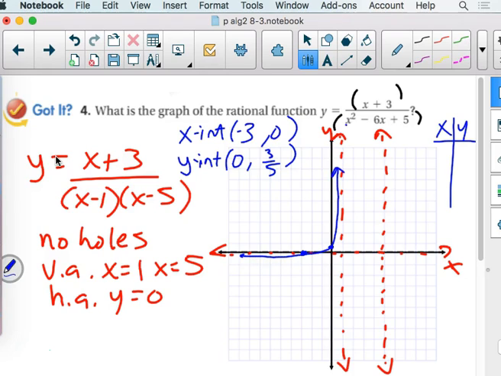It doesn't cross the vertical. It breaks the rules, but it does not cross the vertical. Nope, it does not. Now let's get some numbers for the middle piece there. So something like 2, 3, and 4.